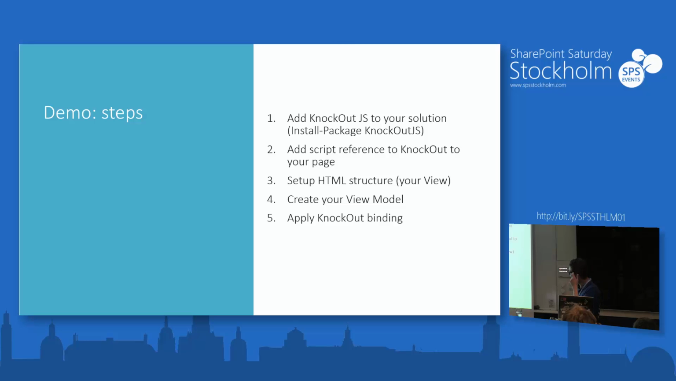The steps I had to take: we add Knockout.js to our solution. I already did that, but the easiest way is to use the package manager in Visual Studio with install package. It will deploy to the right location in your project structure. The next thing we have to do is add a reference to Knockout to our page. The important part is we have to set up our HTML structure. That's actually our view. That will be done in our default ASPX, so it will not be in our application logic. Big thing, we have to create our view model, of course, that actually connects those two. And we have to apply the binding.